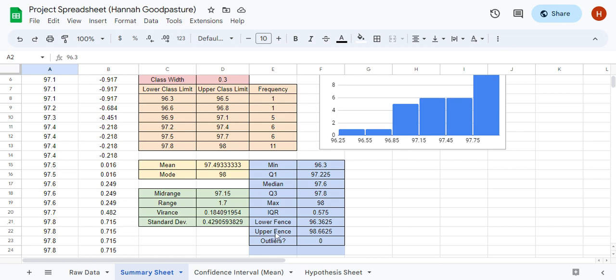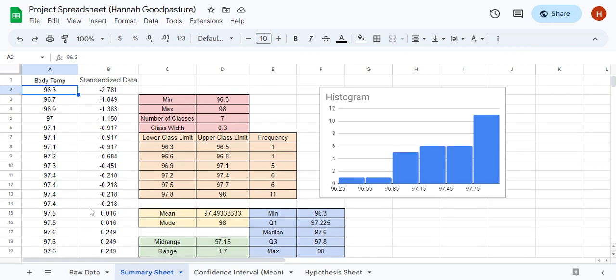And in this data, there are a few two standardized deviations from the mean, and those are the ones up here. We have 96.3, which is a negative 2.781 standardized deviations below the mean, and then the 96.7, which is very close to two standard deviations. These are just outliers, and I think this rule just proves that.